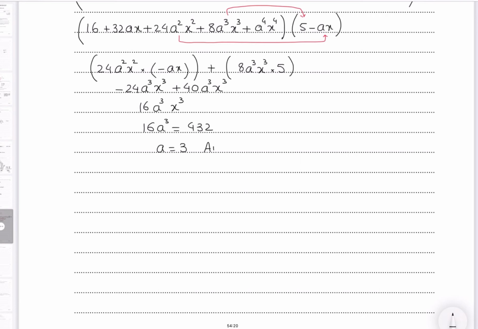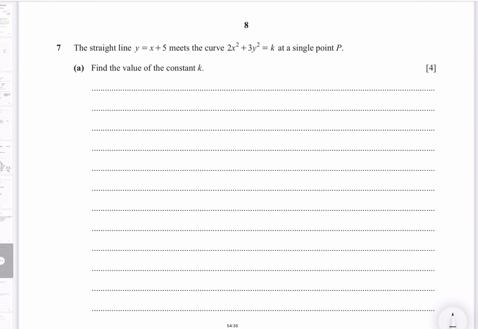Now from here, this is already given in the question. Coefficient of x power 3 was 432. Equate it with this and find the value of a from here. So a is equal to 3.